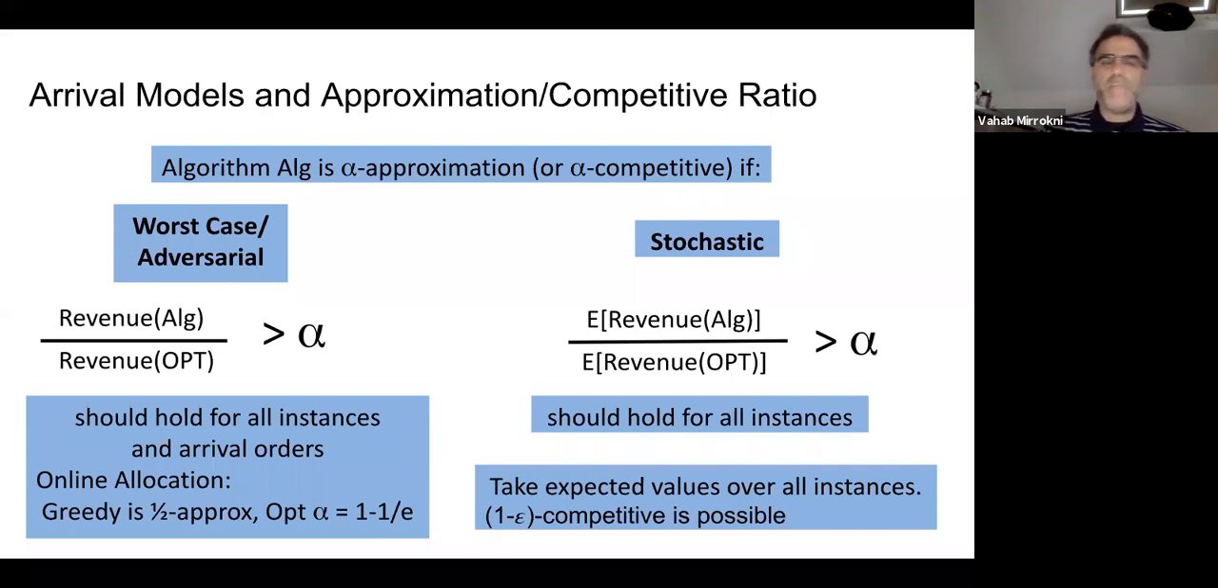So these approximation factors should hold over all instances. In the worst case or competitive ratio case, we know greedy is a 1/2 approximation, at least 50% of the optimum in the worst case. And there is an algorithm that achieves 1 - 1/e or 63% of the optimum. The algorithm is a primal-dual type algorithm. In the stochastic case, on the other hand, we can solve dual linear programs. We can actually get asymptotically optimal solutions or 1 - ε competitive solutions. So you see that in this case, there is a possibility to achieve 1 - ε on average, but in the worst case, we cannot achieve better than a constant.